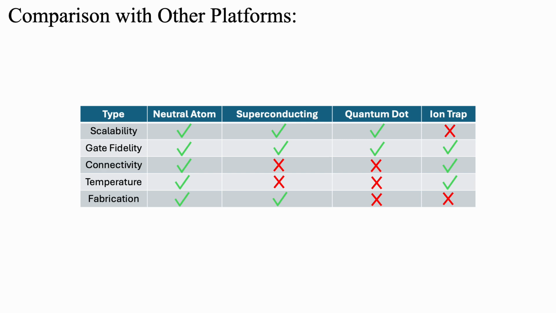For the quantum dot, they are believed to have high scalability, but the fabrication of quantum dots is very difficult. So usually they only have tens of qubits in their system, and they also suffer from the connectivity problem, and they operate at a low temperature. And for the ion trap, they suffer from scalability issues, and they are kind of difficult to fabricate.